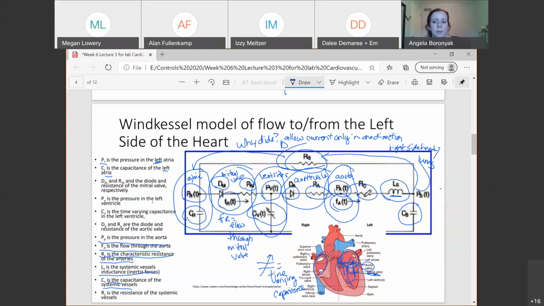Once I get through my aortic valve and my aorta, the flow through that, I then go to all the rest of the blood vessels in the body. And this model is still a simplified one. I know it doesn't look simple, but it kind of lumps all the rest of the blood vessels together. So this RC here is a characteristic resistance of my arteries. And they have some resistance that actually increases with age, which is bad.